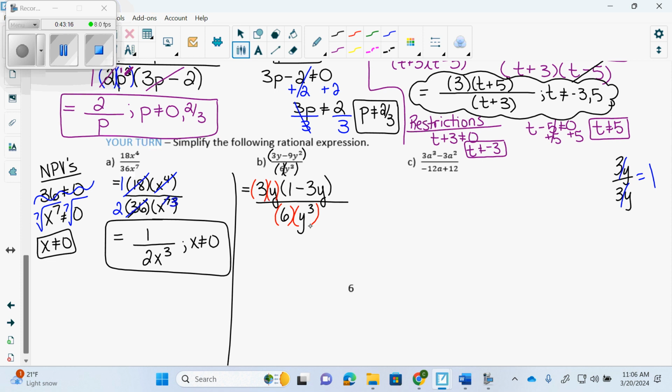All right. So let's state NPVs. I see something that's matched, but I'm not allowed to do them first. I have to state my restrictions and my NPVs. So you can write NPVs, you can write restrictions. I have 6 can't equal 0. Cool. I like it. It's useless, but it's true. It's just not an NPV. And my other one is y cubed can't equal 0.